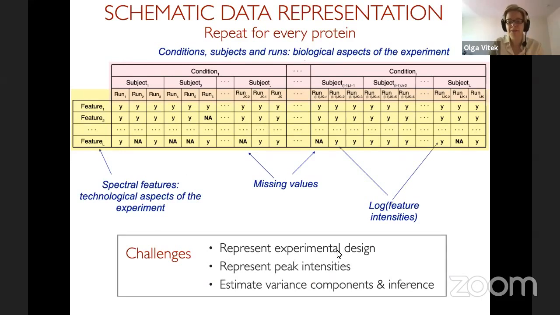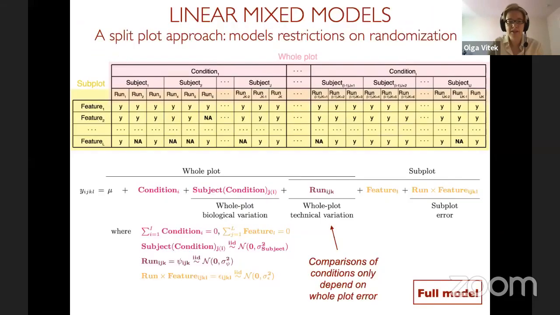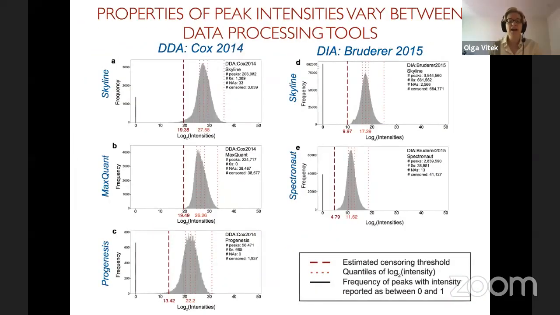Okay, but going back, so what we've been doing, we've been talking about these challenges, right? And so the first is represent experimental design. And so now we account for the fact that we have essentially lack of randomization on the features, but randomization on the condition and subject side.